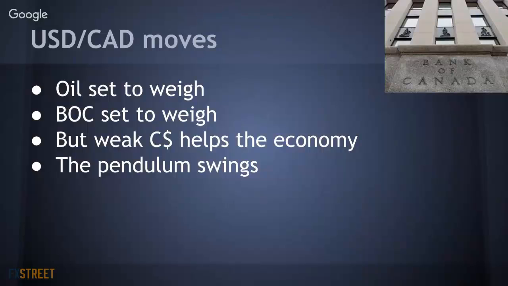The Bank of Canada was recently a bit dovish, I would say more cautious than dovish. And eventually, a weak Canadian dollar helps the economy. So we have a weak Canadian dollar. It helps the Canadian economy. And then the Canadian dollar rises. It weighs on the Canadian economy. And we're in this pendulum swing.